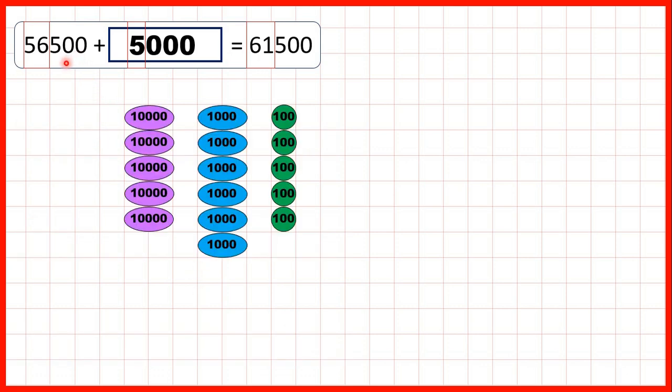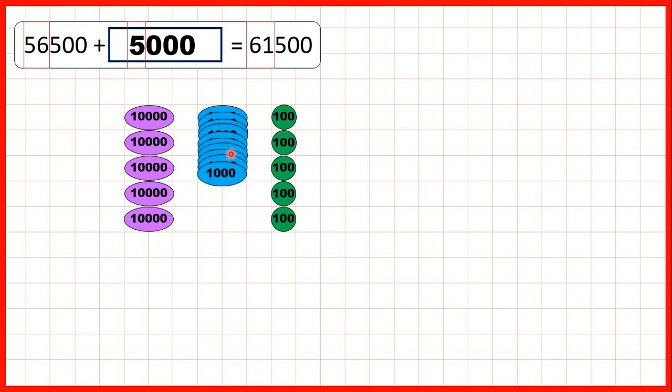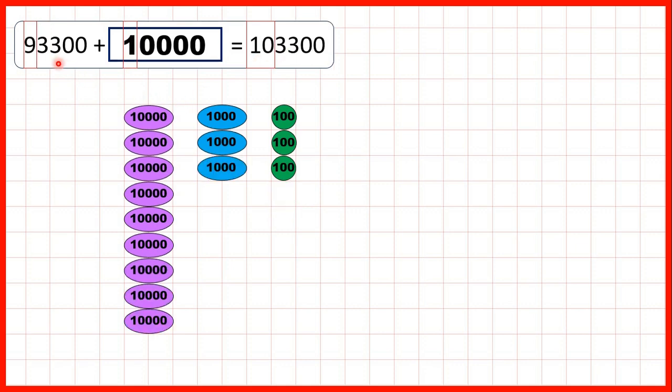So we can use place value counters to represent the addition. Our first question, we started with 56,500, which we've shown here using place value counters. Now we needed to make 61,500, and we could do that by adding 5,000s, because remember, when we have 10 10,000s, we can exchange those for another 100,000. So we can add 1, 2, 3, 4 thousands, then exchange, and then add our 5th thousand. So we've added 5,000 counters, and that's given us 61,500.